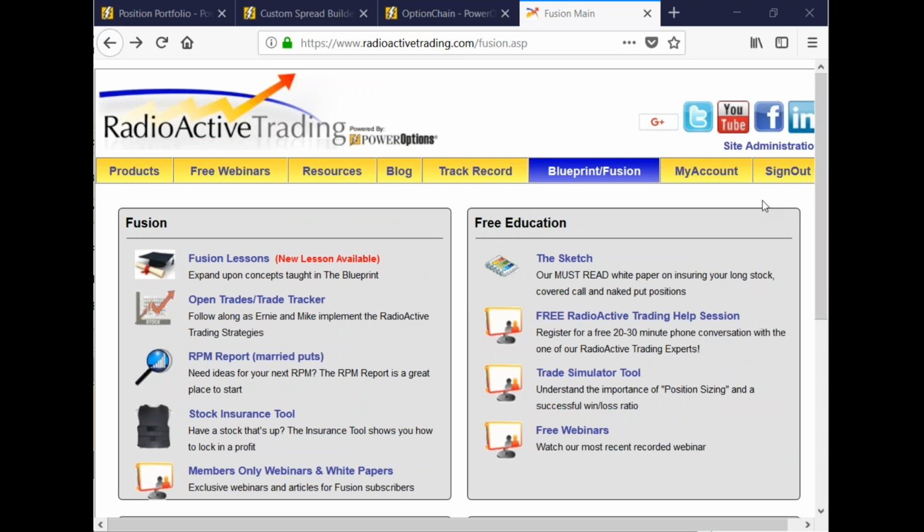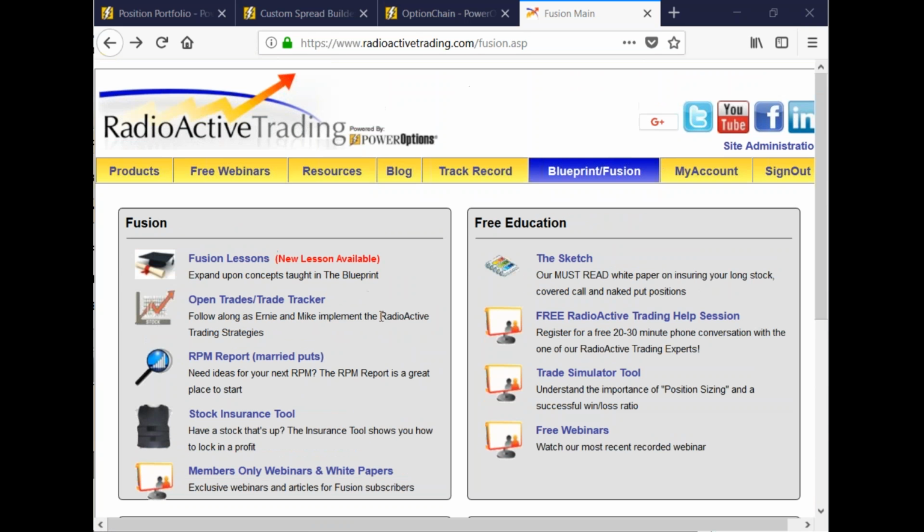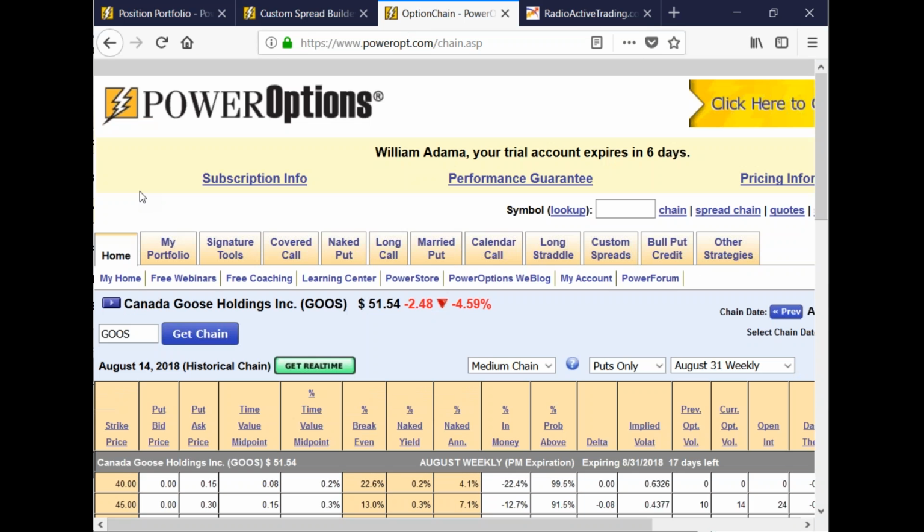If you're just a Blueprint owner, you're not paying a cost for it. You have sort of a free registration account where you can get your revisions and updates, see the Blueprint owner only webinars, and of course other information, but you're not charged to log on. Okay, that's not a billing there or anything. It's just where you can access the additional information. All right, let's go back to the main PowerOptions page here.